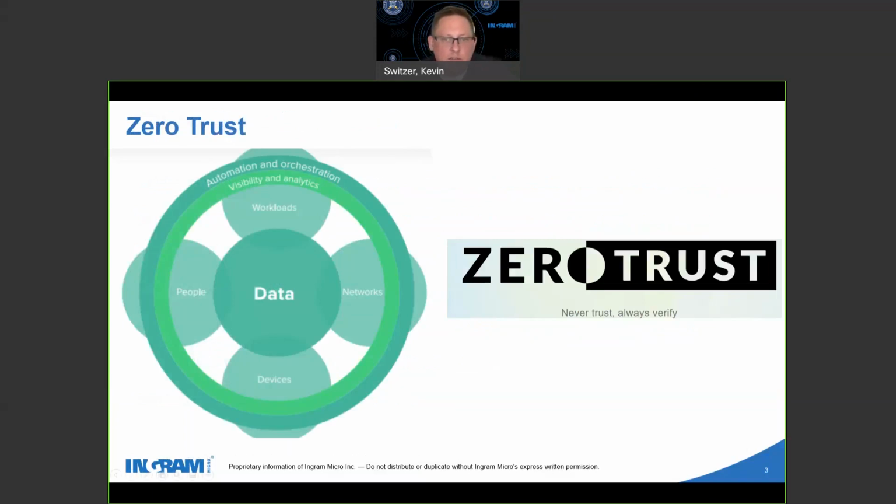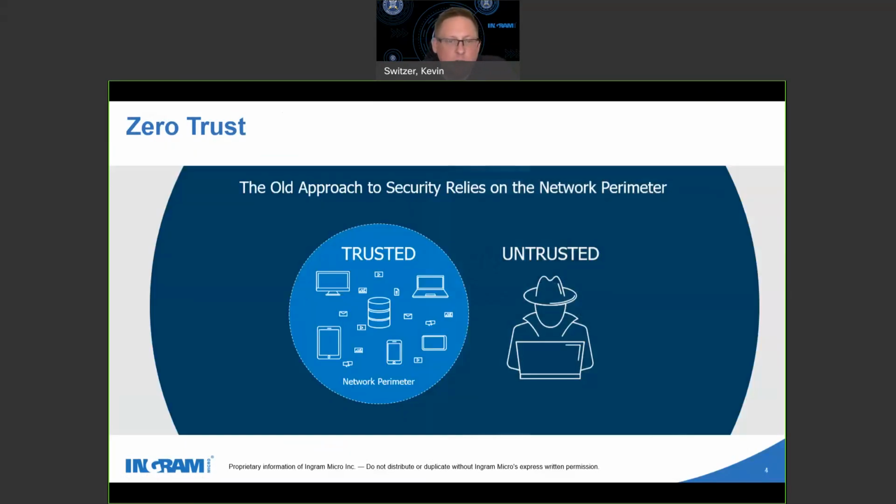So the idea of zero trust, and kind of the basic definition, is a dynamic security framework that is the belief that organizations should not automatically trust anything inside or outside its perimeter. Instead, they must verify anything and everything that's trying to connect to its systems and data on those systems before it may grant access.